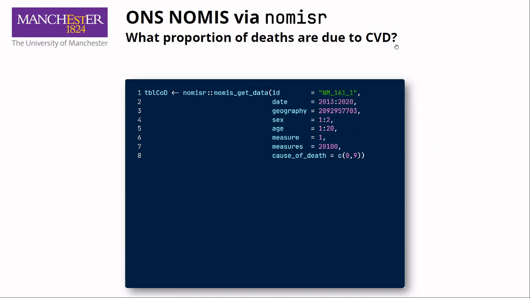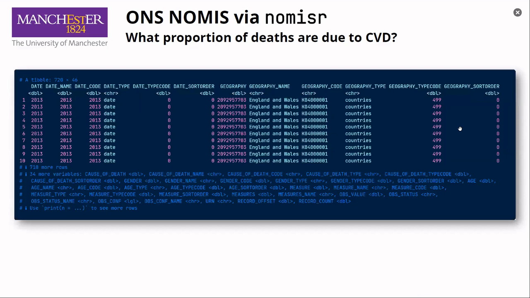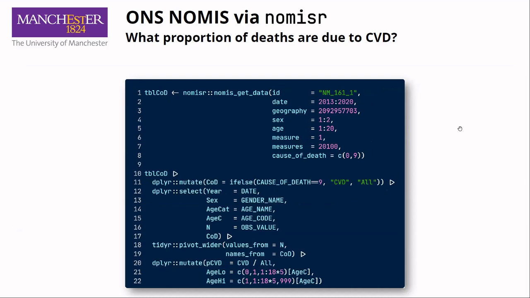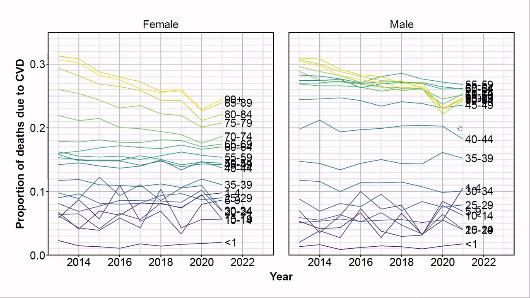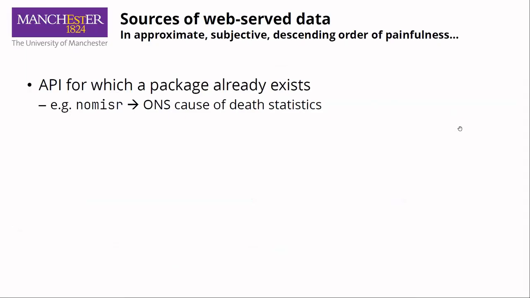The particular application I have in mind is trying to find out what proportion of deaths in the ONS data are due to cardiovascular disease. So I write that query, and it brings me back some data. I might want to wrangle that data a bit because it's got 46 columns, the first six of which appear to be the date. So I tidy that up a bit, and I've got a data frame I can do something with. And in this instance, here's my proportion of people who die of cardiovascular disease over time. Okay, so that's the easy story.